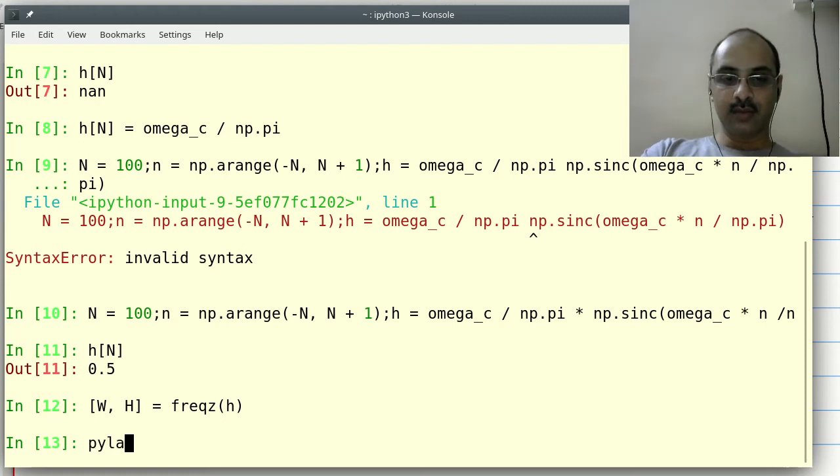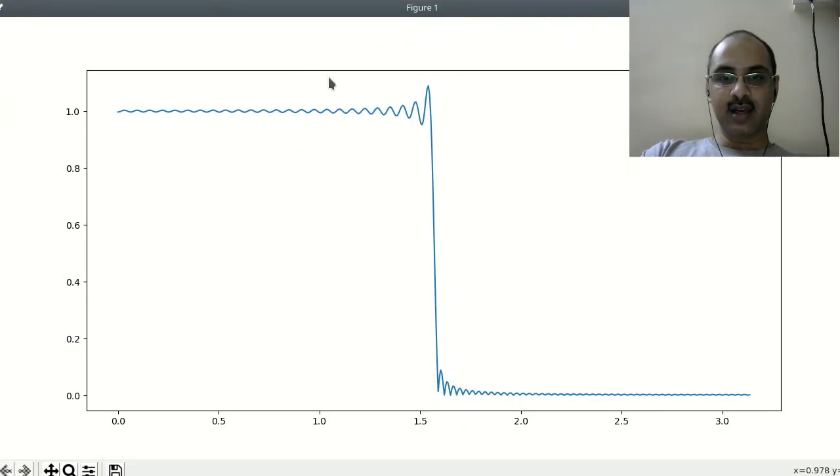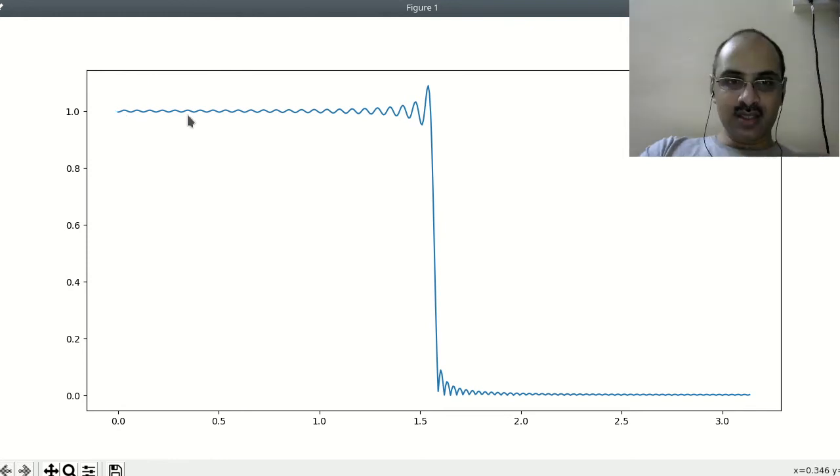And let us plot it. I'm plotting the absolute value of h, and what we see is that there are ripples. You see it looks one-sided because freqz by default takes values between 0 and pi. It starts at 1, but there is a hovering, and this is very similar to the Gibbs phenomenon which we saw when we were doing the Fourier series.